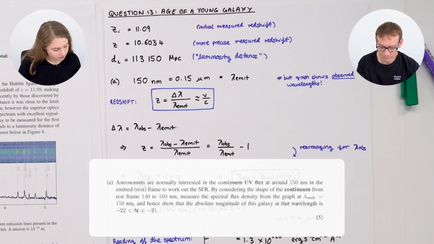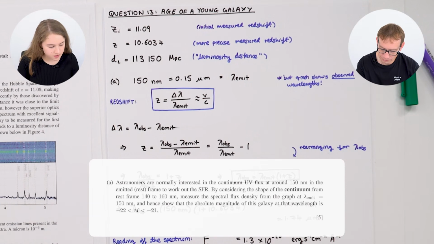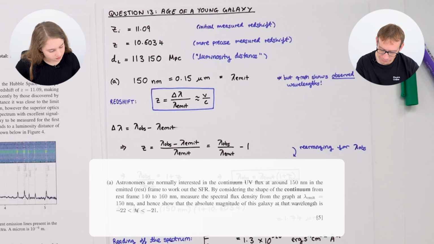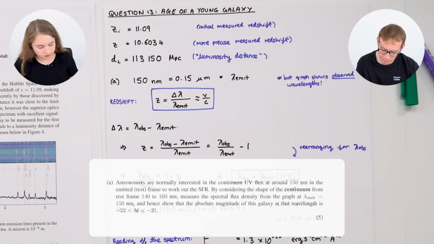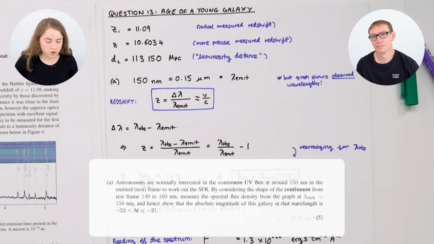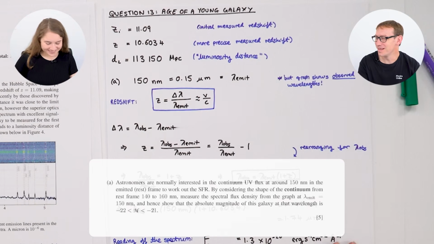So part A says, astronomers are normally interested in the continuum UV flux at around 150 nanometers in the emitted frame to work out the SFR. You read that and you're like, hang on, what's the SFR? So you go back to the preamble for a second, and it says that SFR is the star formation rate. Cool. By considering the shape of the continuum from rest frame 140 to 160 nanometers, measure the spectral flux density from the graph at emitted wavelength 150 nanometers, and hence show that the absolute magnitude of this galaxy at that wavelength is between -22 and -21. So there's a lot of information there.